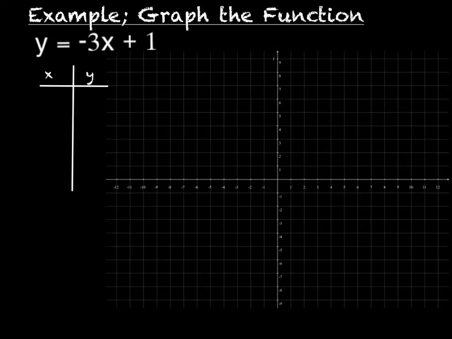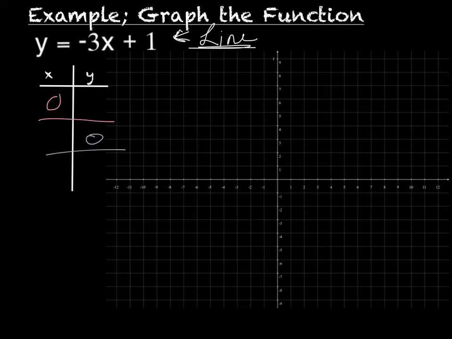So in this next one, again, we should note that this is a line. It's a linear function, so because it's a linear function, we can pick 2 points. So I'm going to put 0 in for x, and then 0 in for y, and solve. So if I put 0 in for x, then I have y equals negative 3 times 0 plus 1. So when I solve, negative 3 times 0 cancels out to 0, y equals 1.